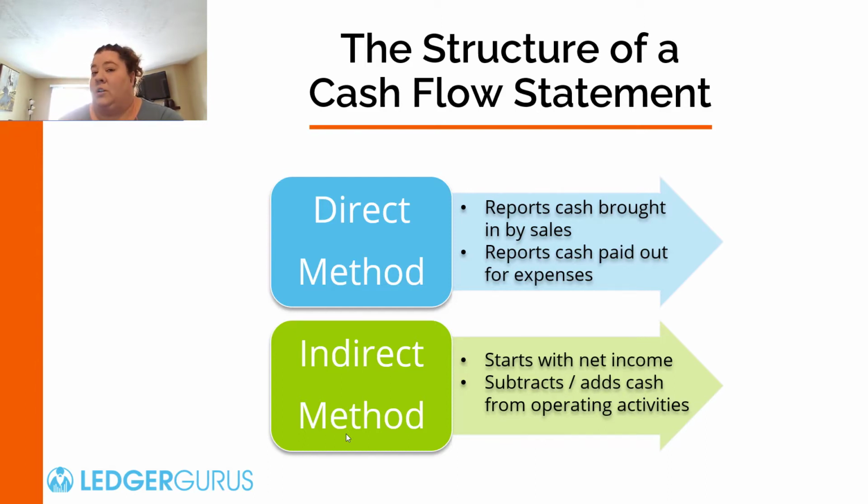However, it's very hard to create from the data you have available to you. The second one is called the indirect method, and it starts with net income, and then you add in or subtract back all the cash impact from different operating activities.